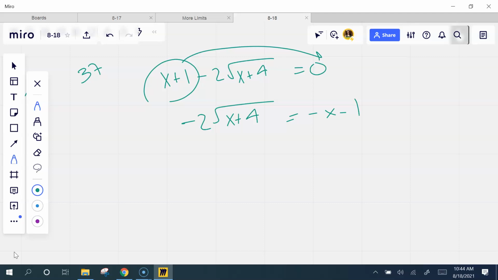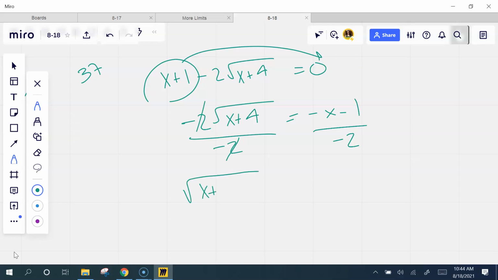Yes? Say again? That's what we're going to do next. So we're going to divide this. Yes. Because your whole goal is to get the radical by itself. Okay.